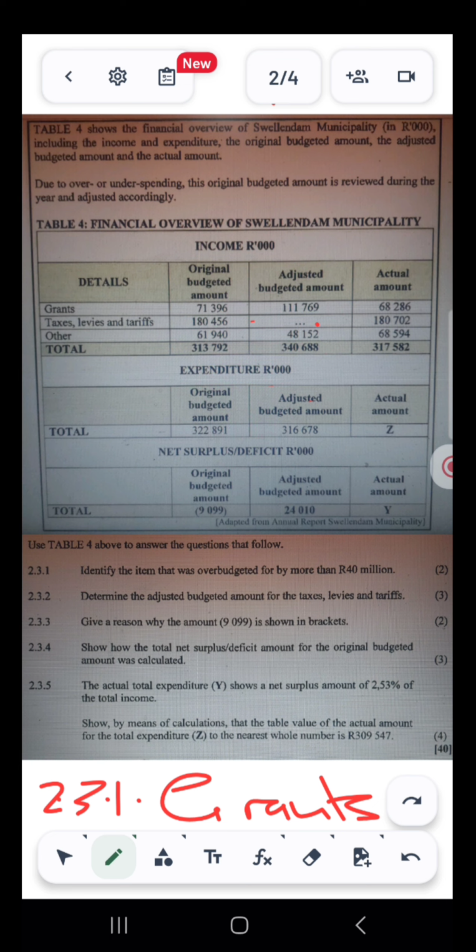So in net deficit or in net surplus, let's go back to the question. It says, show how the total net surplus or deficit amount for the original budgeted amount was calculated. So they want us to show how they got 9,099,000, right? Because they said for the original budgeted amount. Okay.